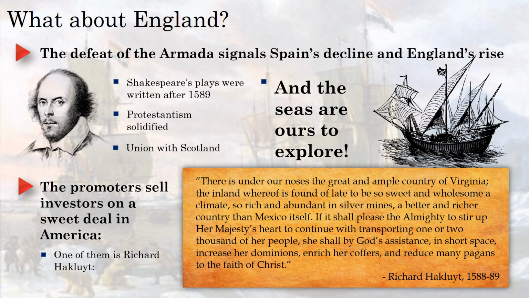Secondly, look at how he sells this land. Silver mines, better and richer country than Mexico itself. He's, of course, comparing this to Spanish Mexico, which has helped to enrich Spain. And he's saying the same thing shall happen to us if we just get over there to Virginia and start accessing the natural resources that exist there. And the last thing he says is, we could also reduce many pagans to the faith of Christ, meaning we can go over there and spread the Protestant faith.